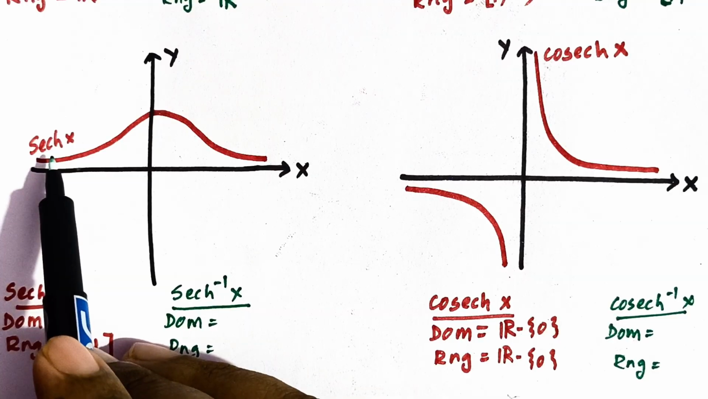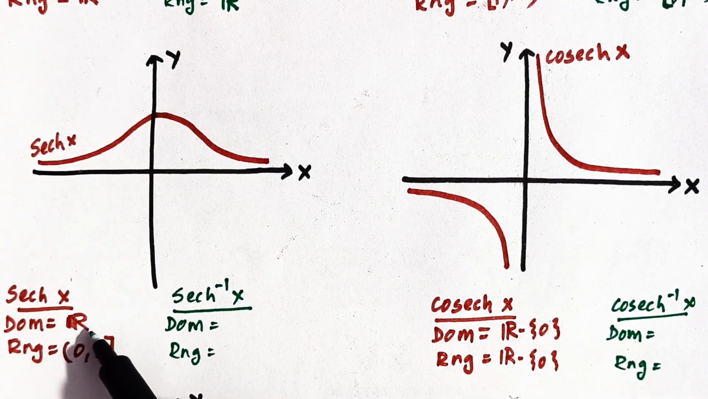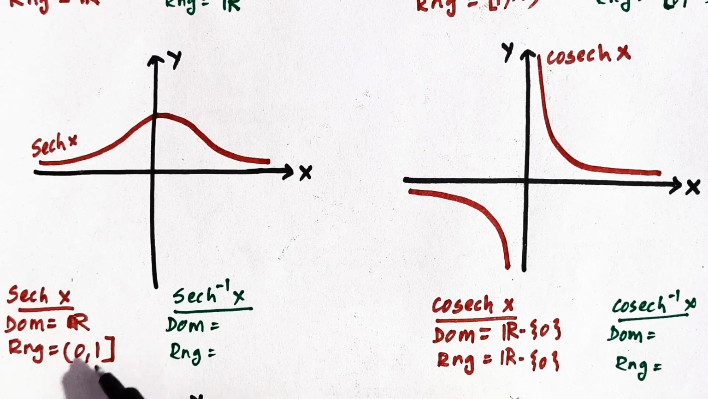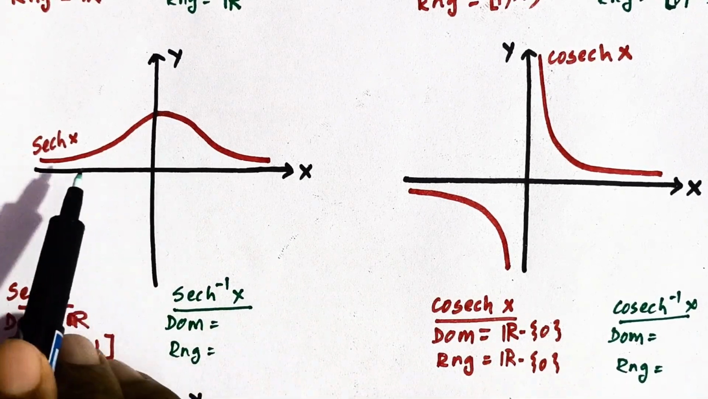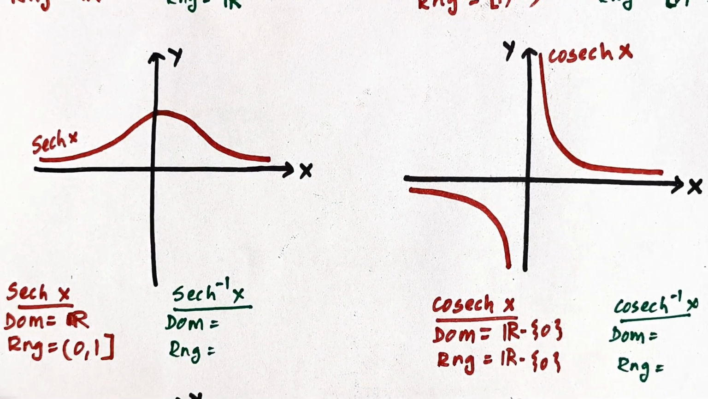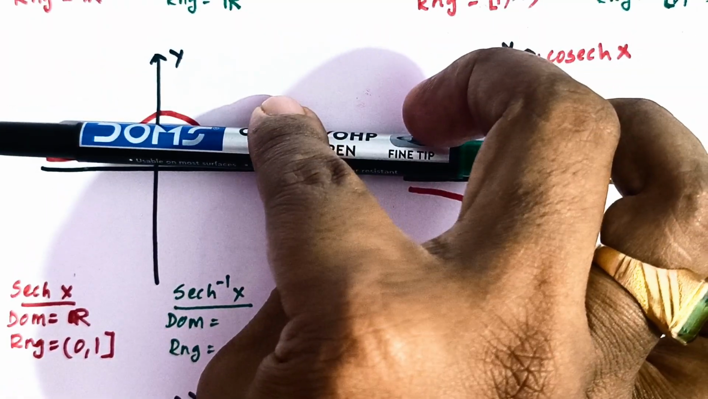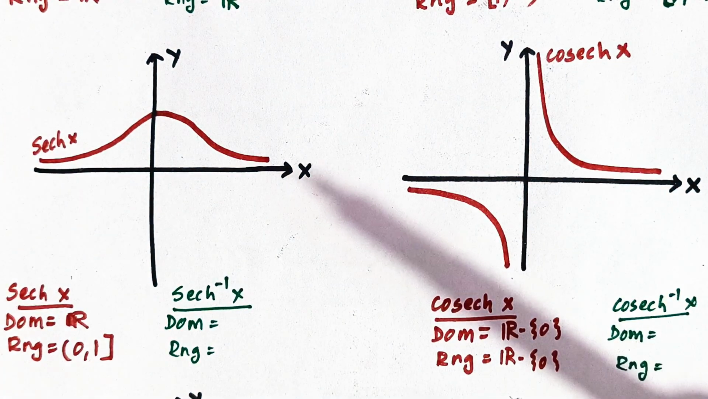Next we have hyperbolic secant. This is our graph of hyperbolic secant. The domain is the set of all real numbers. Range is 0 to 1, 0 open, 1 closed. We have already seen this. See, this function is also not 1-1. It will fail the horizontal line test. Take any horizontal line here, it will pass through 2 points. So hyperbolic secant is not 1-1.